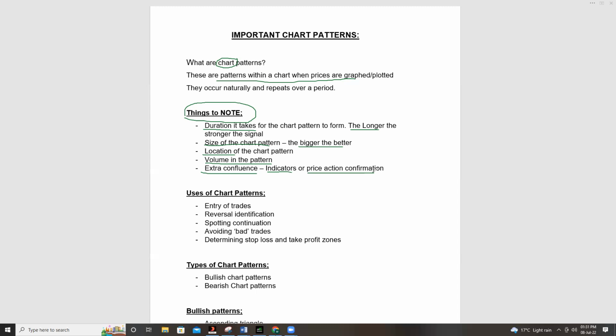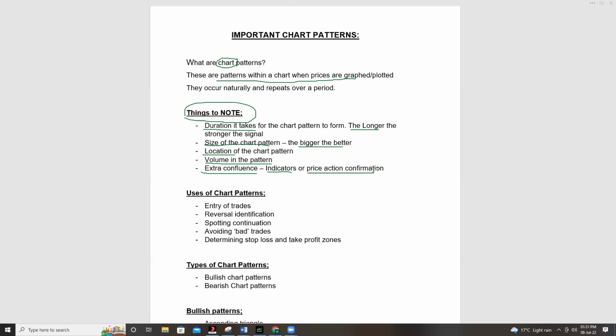So you want to see the candlestick patterns. You want to see the zones. You want to see how the market is pivoting at that particular point, and that you can use as extra confluence or extra confirmation. Now, how do we use these chart patterns?